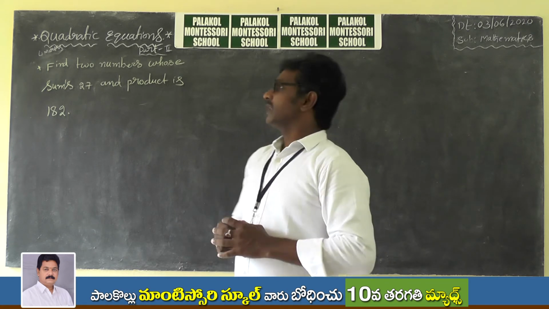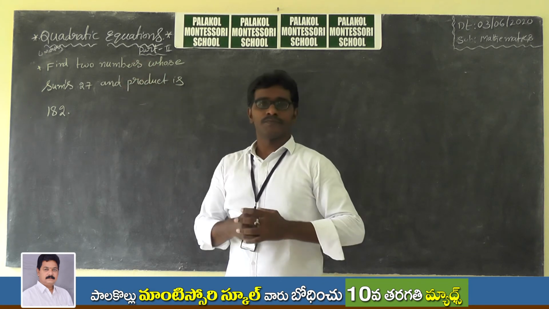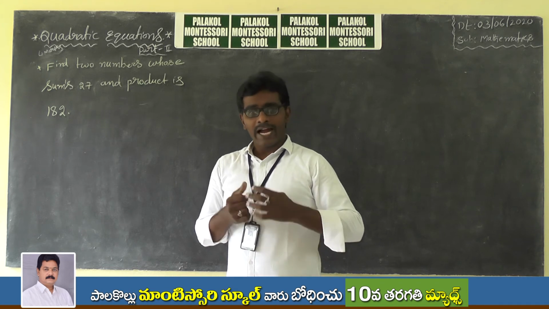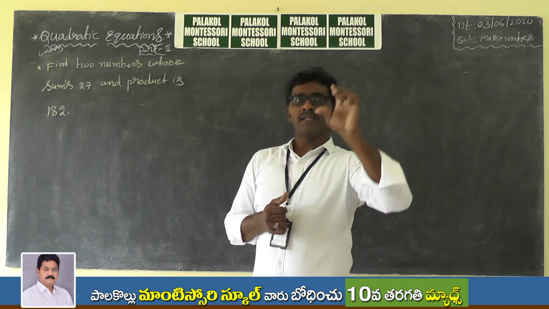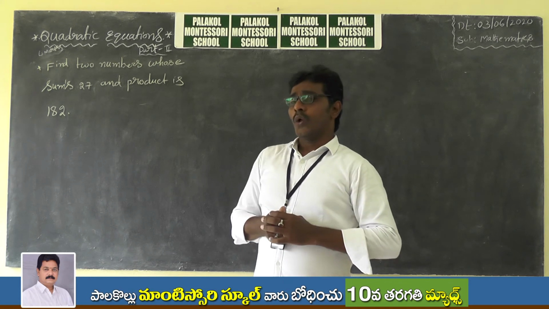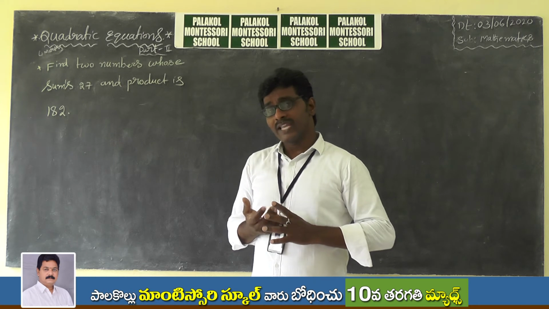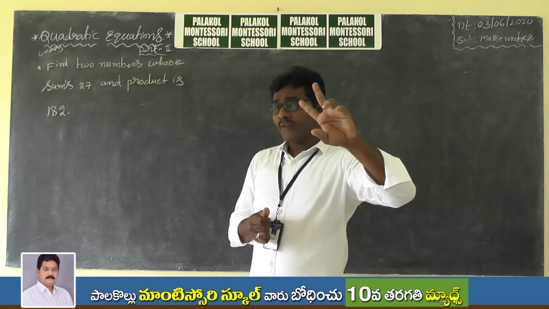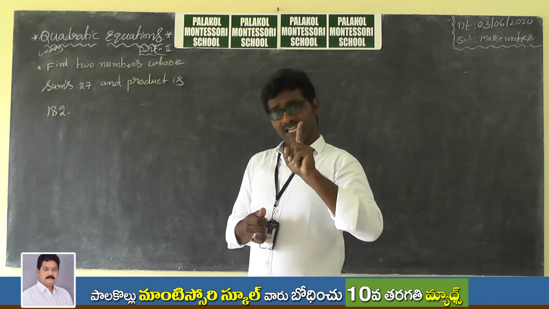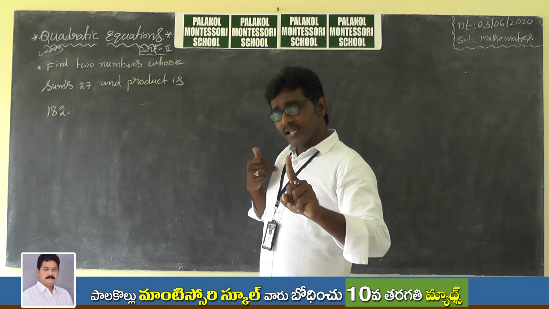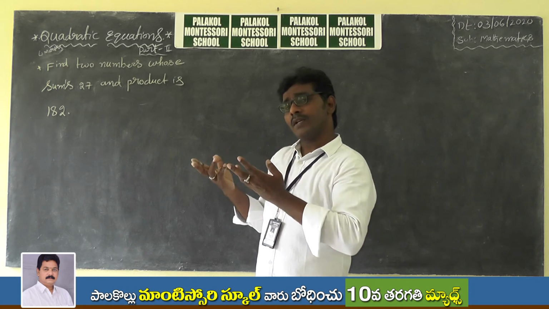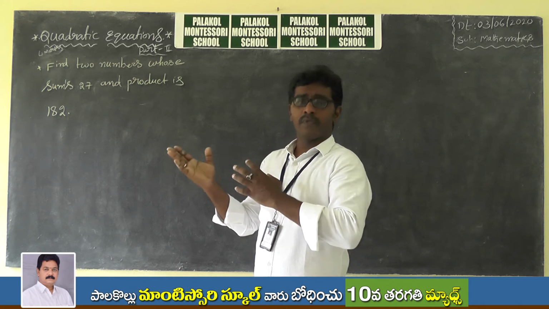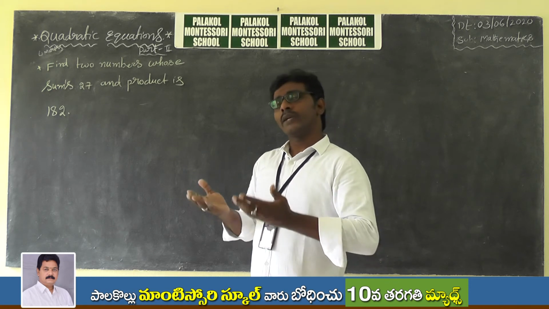Here the two numbers are not given. You choose the two numbers. Suppose I take one number, that number is x. What is the other number? You guess it. That is 27 minus x. How do you know? Already the sum of the two numbers is given as 27. One number is x. What about the other number? That's 27 minus x. The first number is subtracted from the sum of the two numbers, so you get the other number.